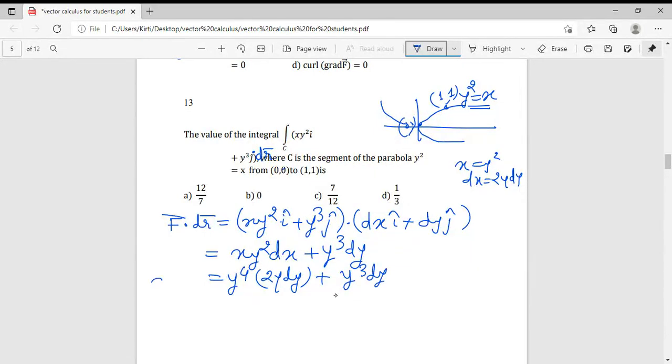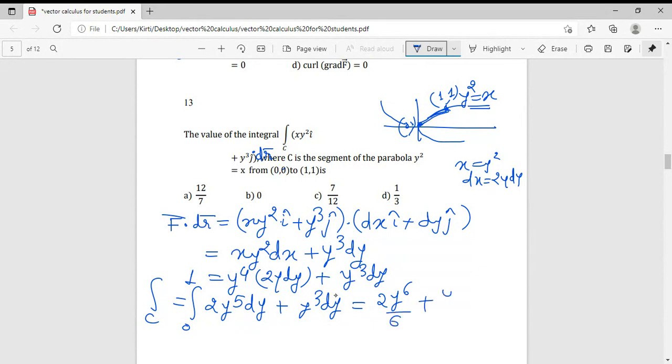So therefore, the given integral for C is now converted to the problem of evaluating 2y to the power 5 with respect to y plus y cube with respect to y. Obviously, integration is to be done with respect to y. So here find out the change in limits of y. So here y coordinate is 0, here is 1. So y varies from 0 to 1. Now simplify this integration. Apply the limit 0 to 1.